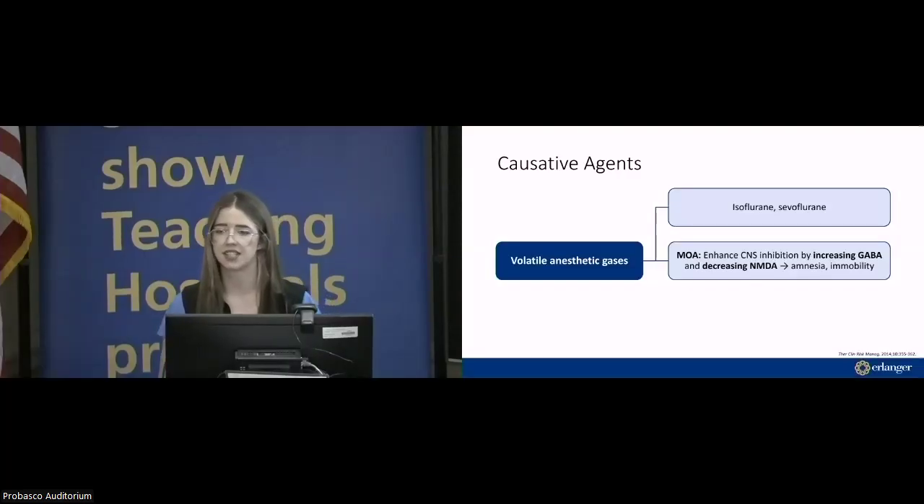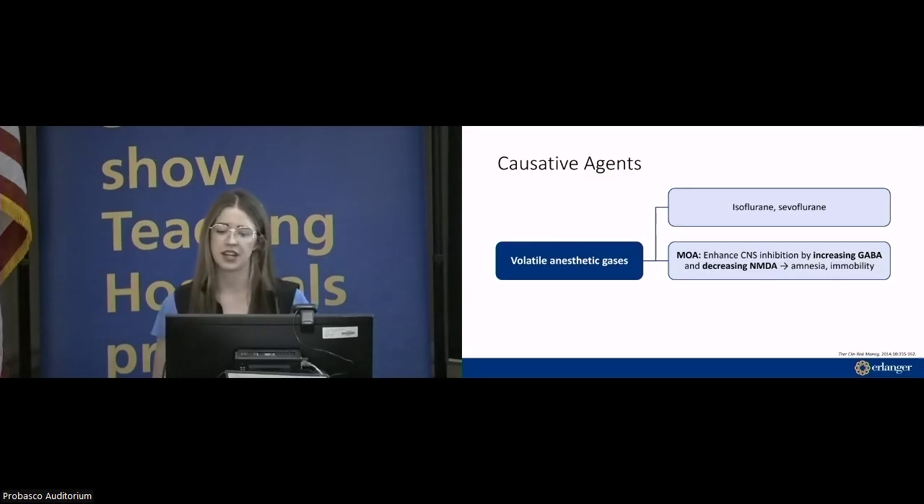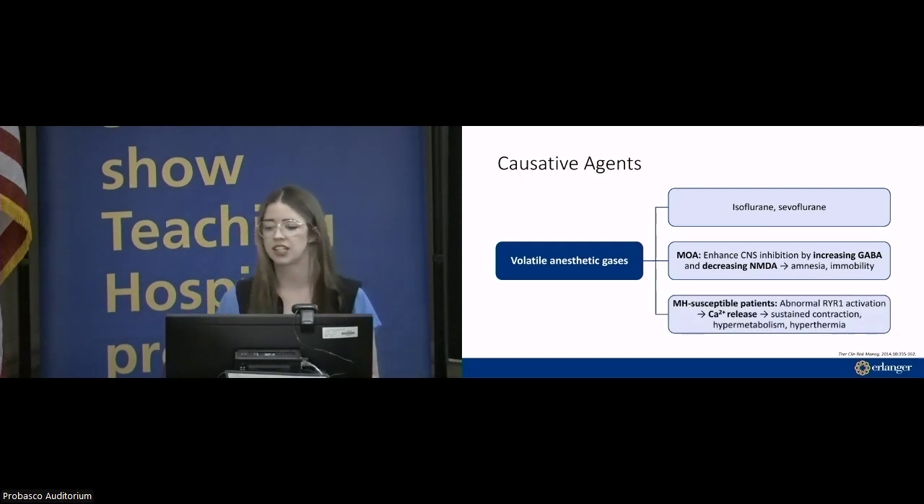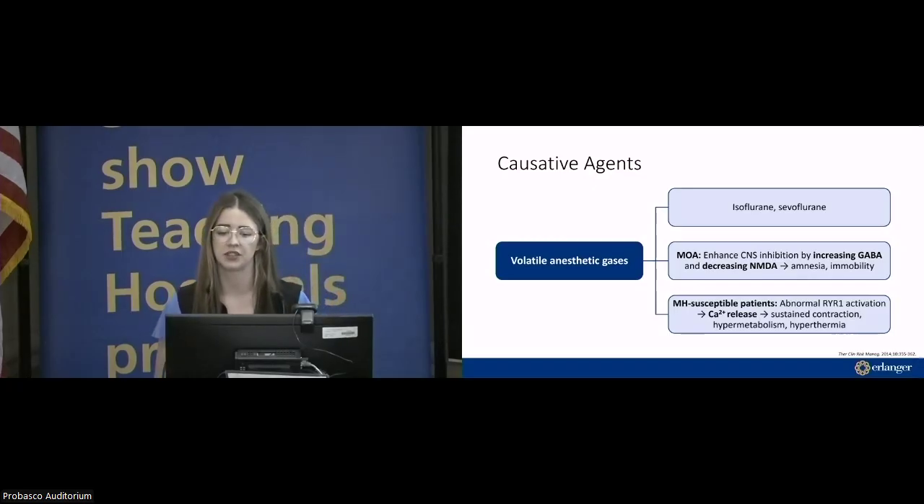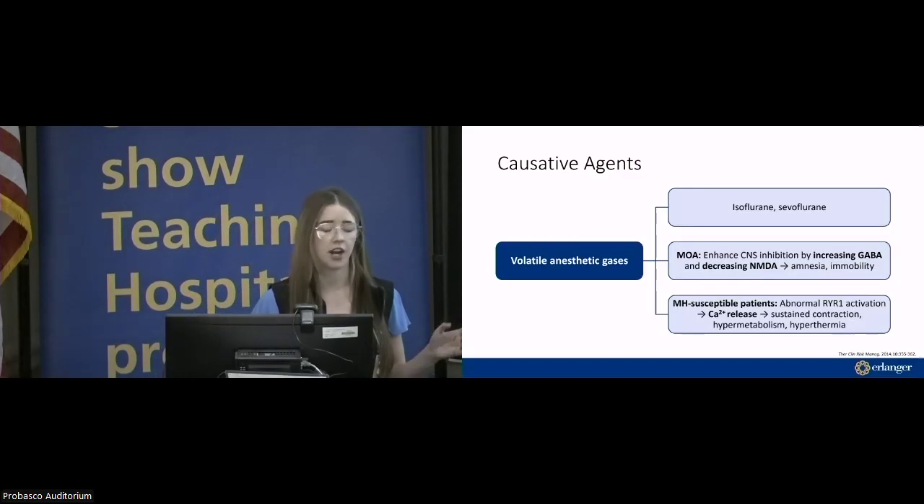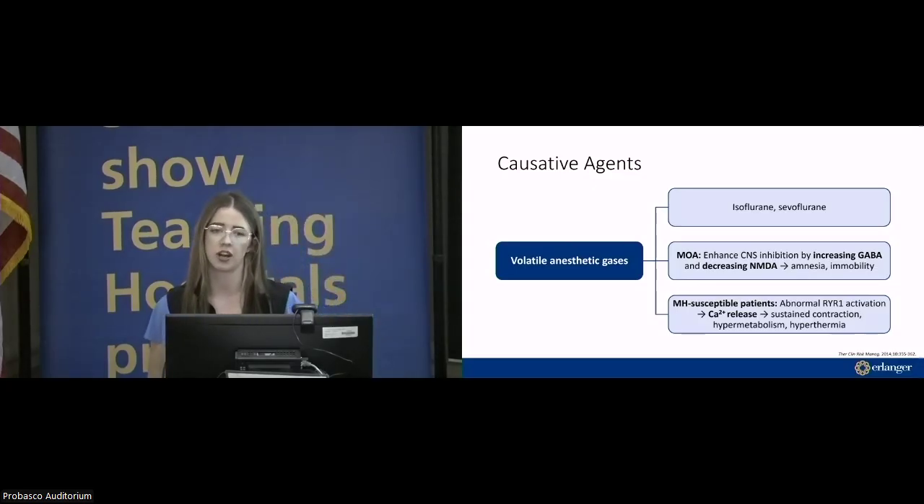Volatile anesthetic gases such as isoflurane and sevoflurane are classic triggers for malignant hyperthermia. These agents enhance CNS inhibition through increased GABA activity and decreased NMDA activity, and that produces amnesia and immobility. In patients with an RYR1 mutation, exposure results in abnormal receptor activation and uncontrolled calcium release. This results in sustained contraction and hyperthermia. And so most perioperative malignant hyperthermia episodes occur in this context.